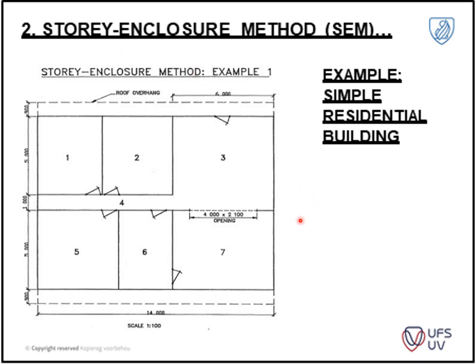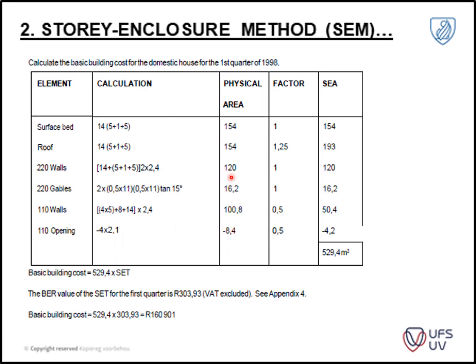Store enclosure method, a residential building. You can see we've got 7 rooms basically for this building, a very basic line drawing that we're considering. So you break your building up into different elements. You will have your surface bed, your roof, your 220 millimeter walls, your gables, 110 millimeter walls, and any openings that you want to deduct from those.